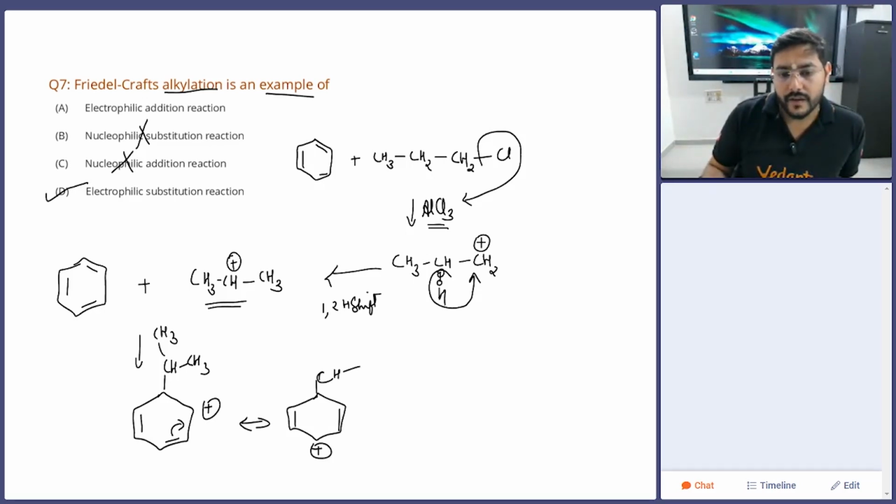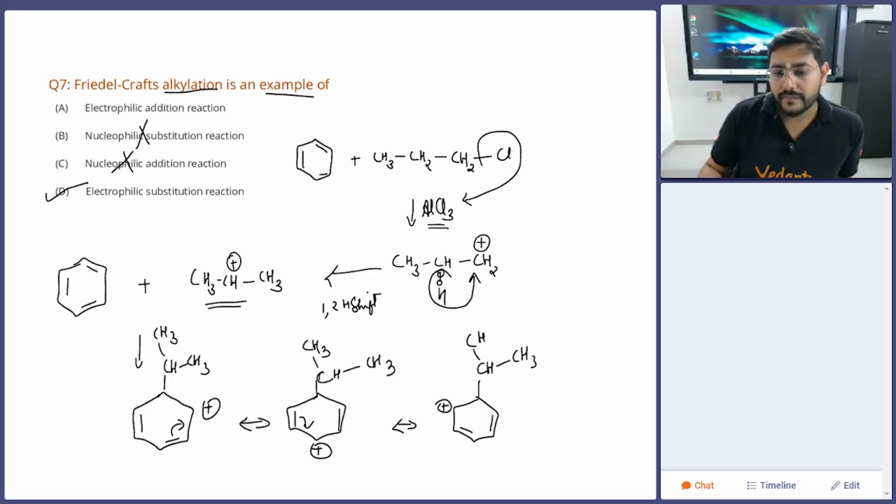Do you guys remember that or not? Yes. Now, here, once again, it is stabilized by resonance. Now, what will happen? Positive charge. CH3 and CH3. Here, this H is taken up by AlCl4 negative. And the bond electron density is going to shift, and the aromatic character of the ring will be regained, and we are going to get the product.